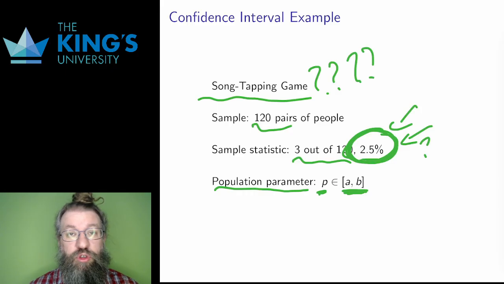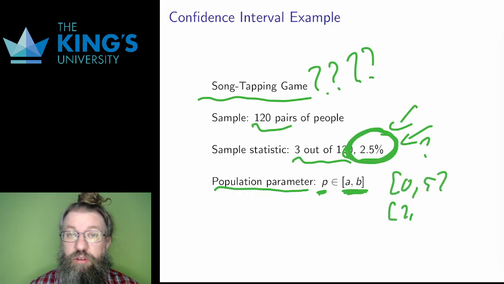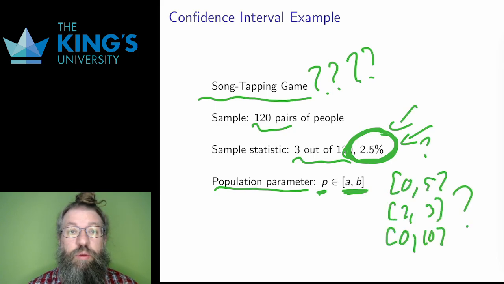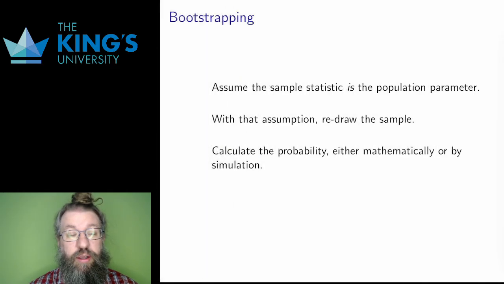Our study produces 2.5%. Maybe the range is 0 to 5. Maybe it's only 2 to 3. Maybe it's a larger range of 0 to 10. Where can we have confidence about the population parameter just based on our study? We're going to try a simulation to get at this information.